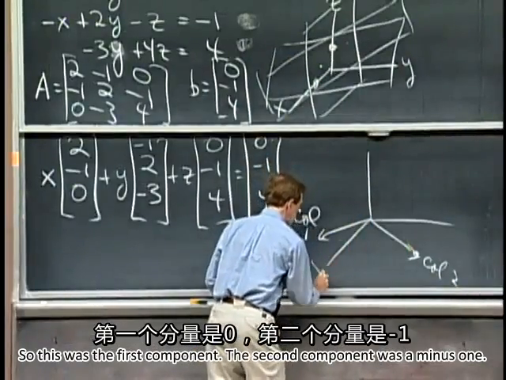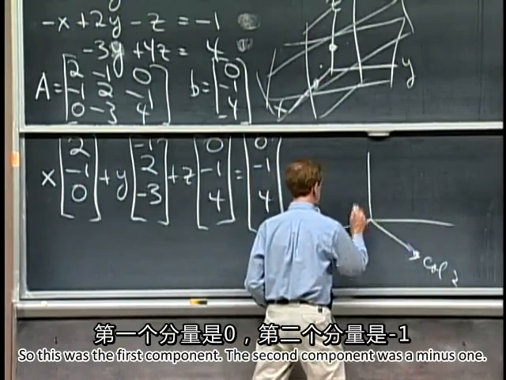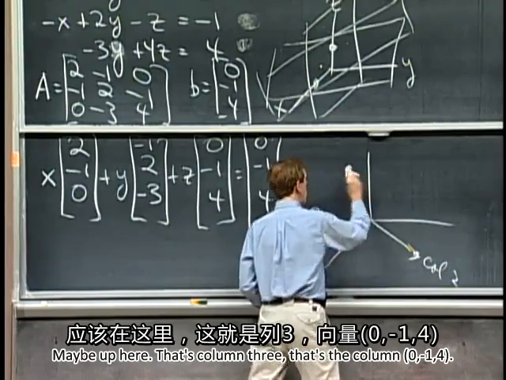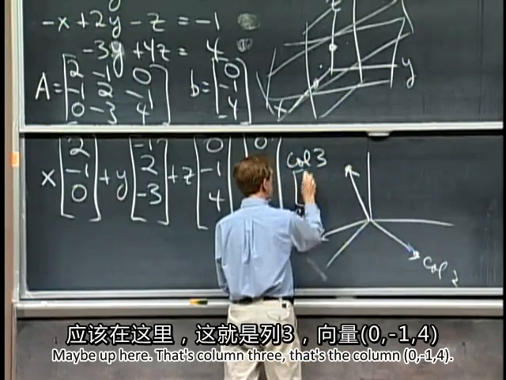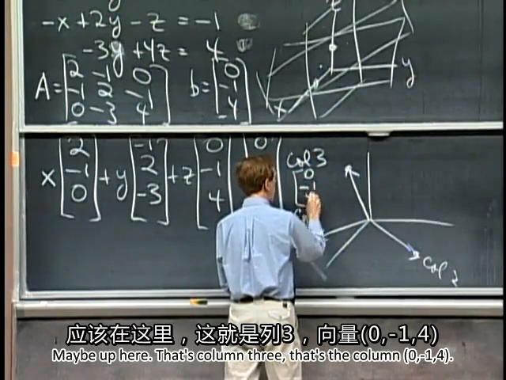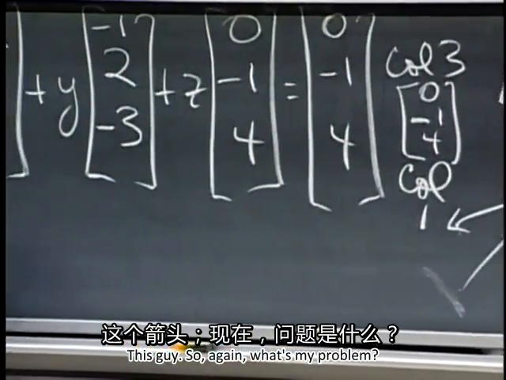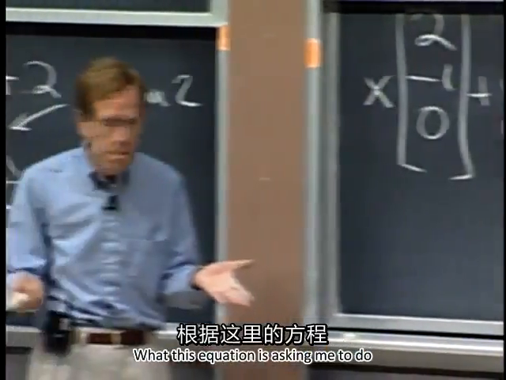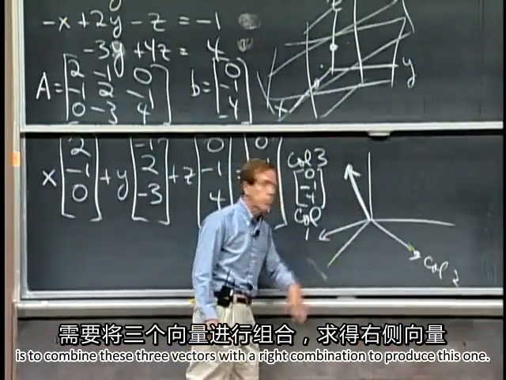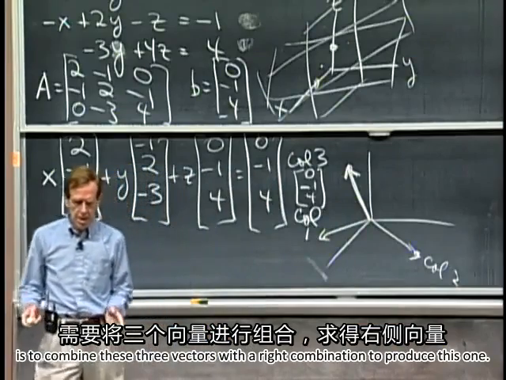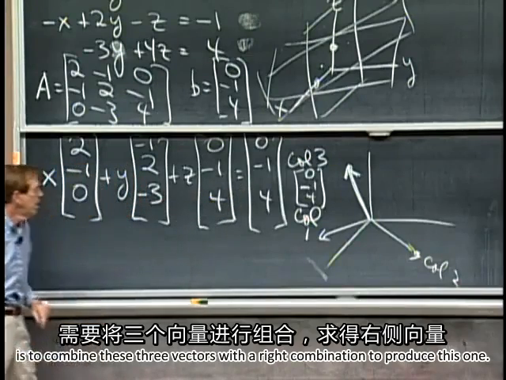So how shall I draw that? Nothing in this was the first component. The second component was a minus 1, maybe up here. That's column 3. That's the column 0, minus 1, and 4. This guy. So again, what's my problem? What this equation is asking me to do is to combine these 3 vectors with the right combination to produce this one.